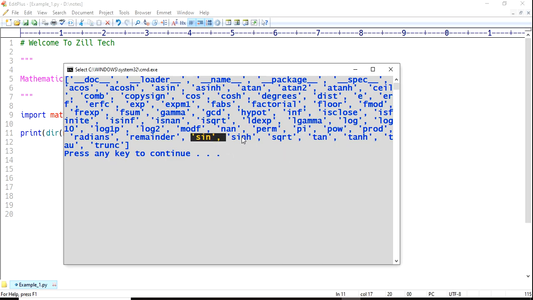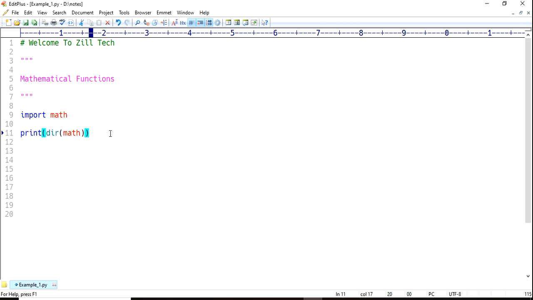And trigonometrical functions also we have, like tan and sin, and cos also we have. See, we have the cos. These are our trigonometrical functions. I want to use all these functions in advanced mathematics. So you can see how many functions we have with dir(math). We'll see one small example on it.